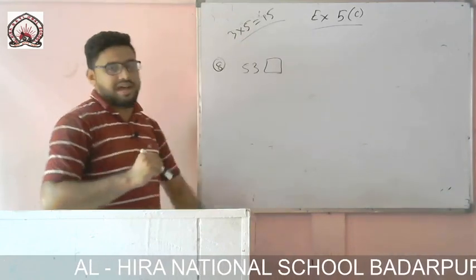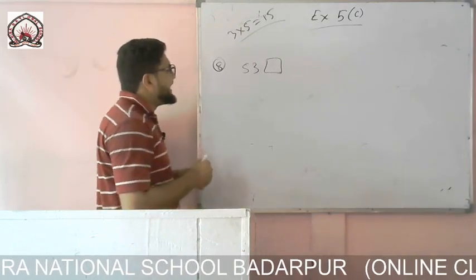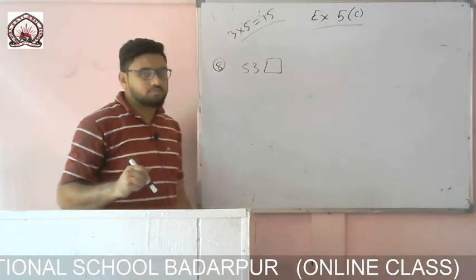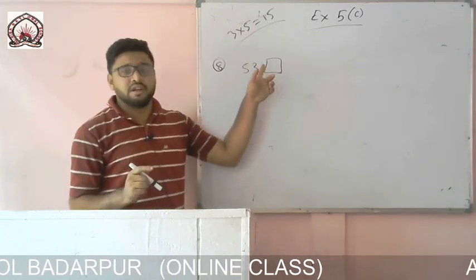So if I add 9 here, what will be there? 5 plus 3 is 8. 8 plus 9 is 17. So 17 is not divisible. If I add 8, it is also not divisible.